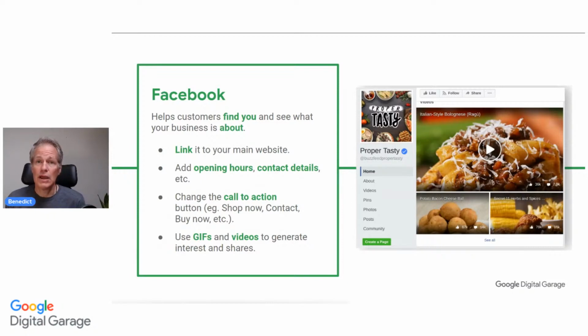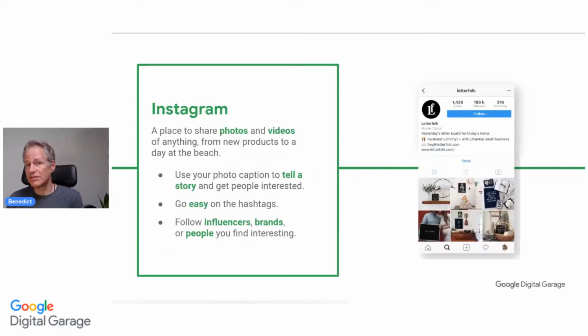So that's Facebook. Particularly here, you can be adding opening hours, contact details. You can change the call to action button. So it could be shop now, contact, buy now, many different things. And then you can use GIFs and videos to actually generate interest and shares. So that is Facebook. Of course, a lot of people do find it more useful particularly for communication, or people, certain things are celebrated, birthdays and everything. So that's Facebook.